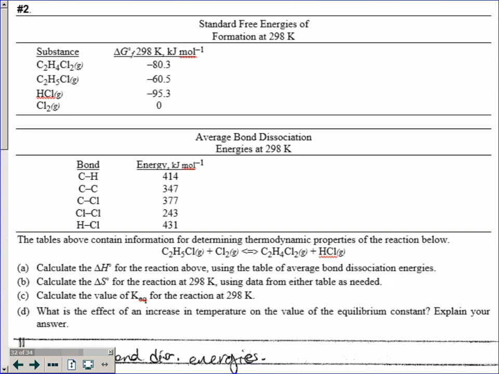Okay, so notice that all of these questions are now focusing on thermodynamics, which is our more challenging piece because it brings together a lot of things. Tomorrow I'll talk more about just Q stuff because it's been a while since we did that. All right, so here we are given delta G values for all of the following substances.